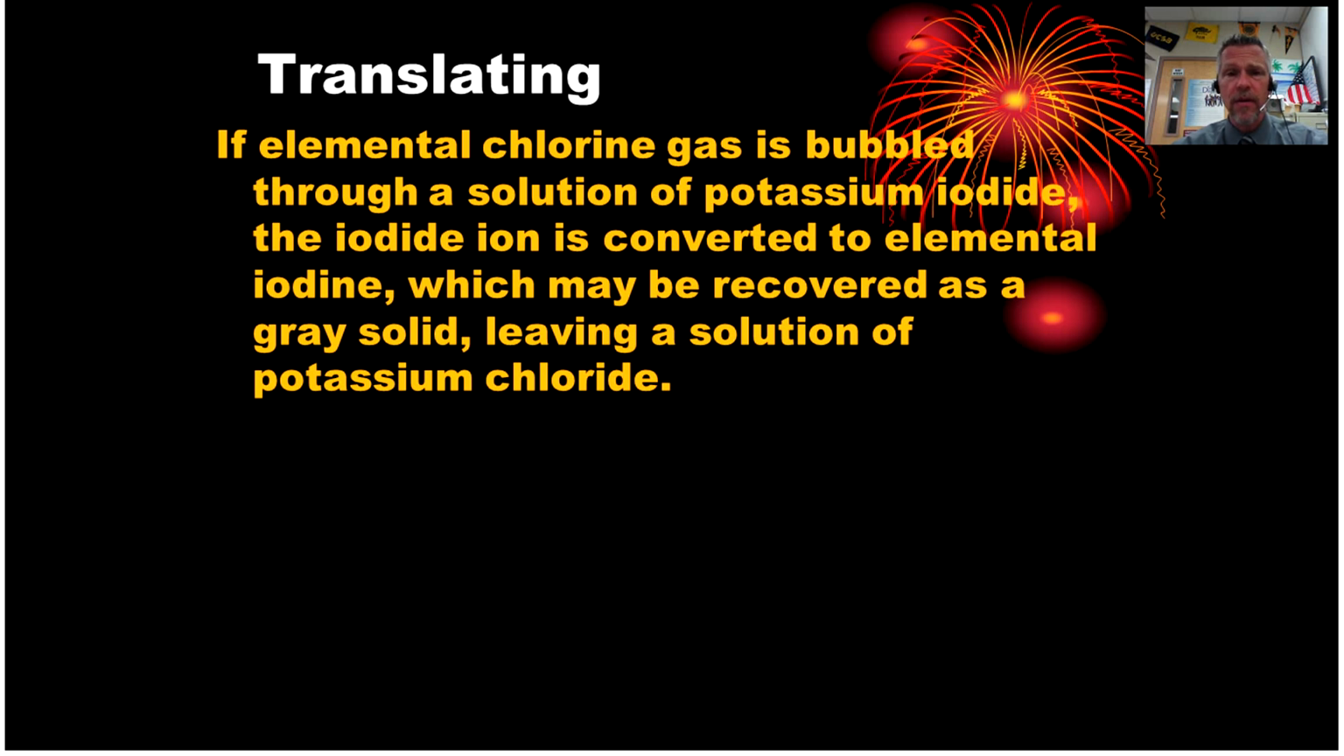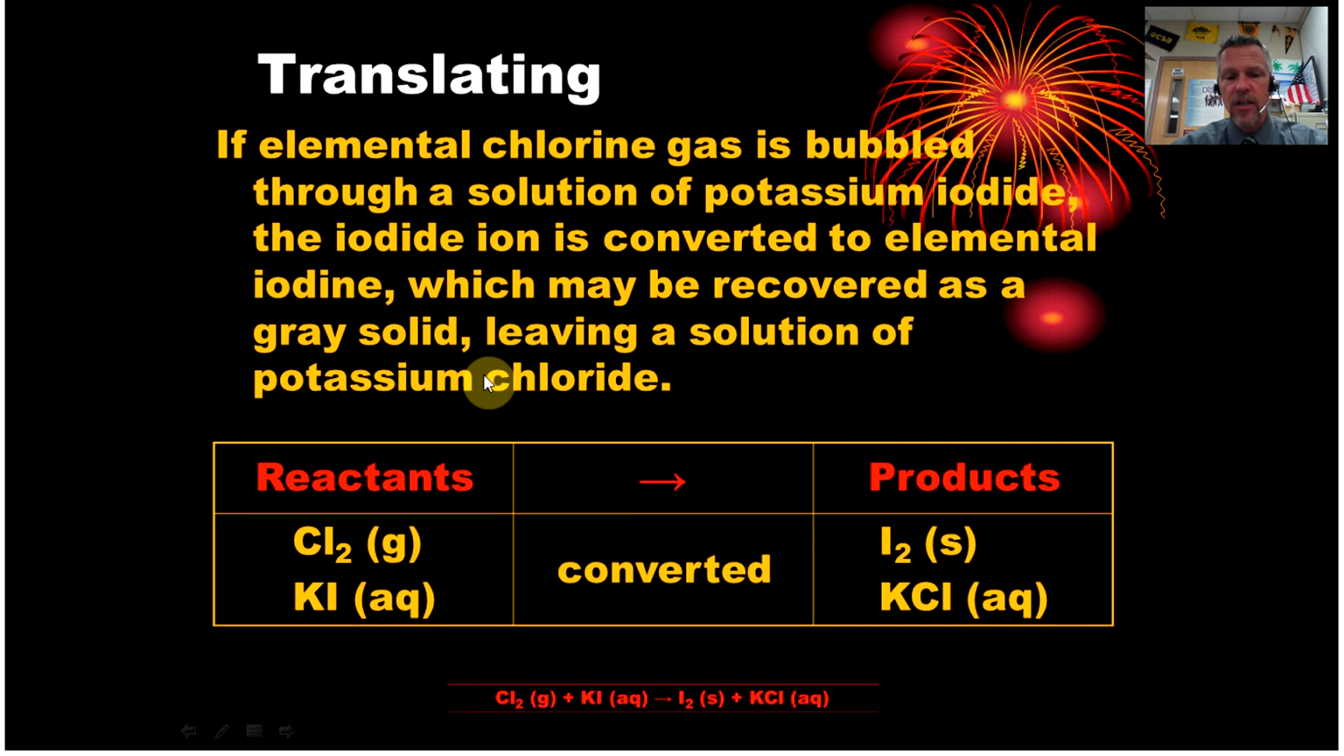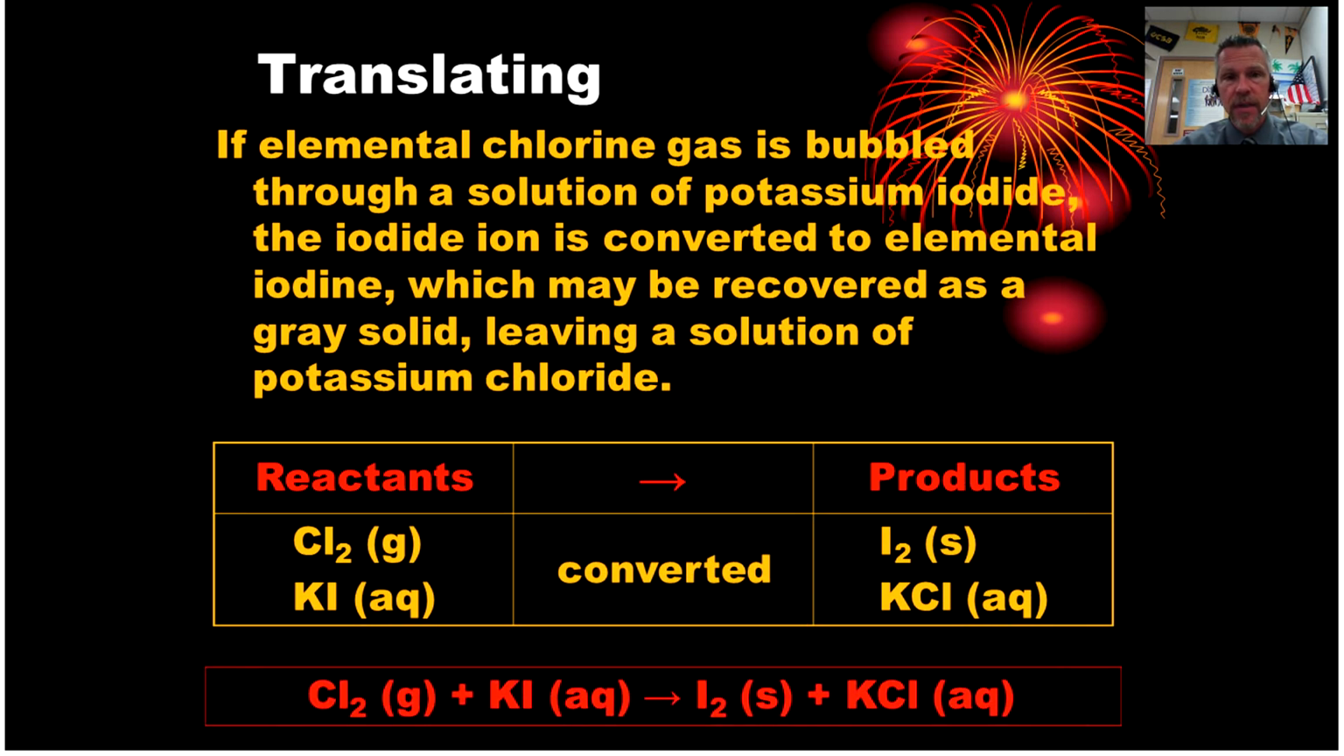So a quick reminder on translating. This is actually one of the ones that we did in class yesterday. Our example with elemental chlorine gas bubbling through aqueous potassium iodide, where you're producing elemental iodine and aqueous potassium chloride. If you turn that into an unbalanced chemical equation like we did in class yesterday, you end up with Cl2 gas plus potassium iodide aqueous produces iodine, elemental iodine, which is a solid, and potassium chloride, aqueous.